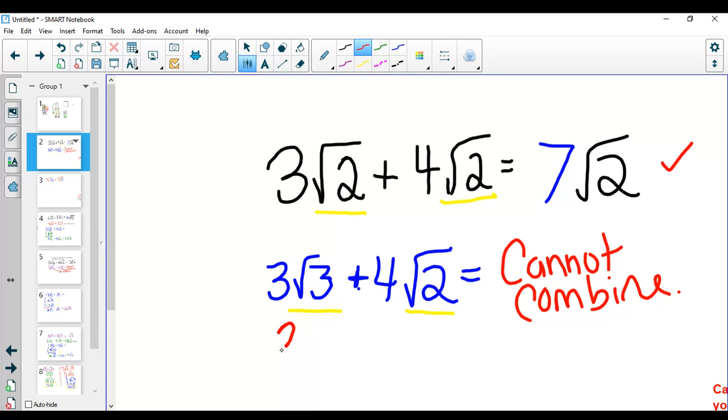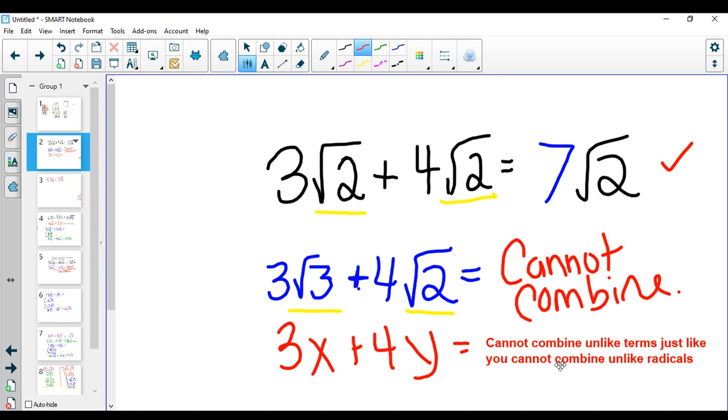Think of it like 3x, x being radical 3, and 4y, y being radical 2. Can you combine unlike terms? So if we had a 3x and a 4y, can you combine them? No, because they would be unlike terms. So I have a little note here. Cannot combine unlike terms, just like you cannot combine unlike radicals.